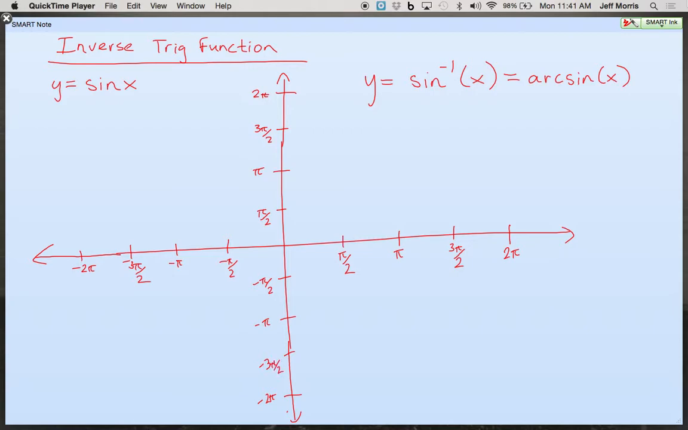I'm going to use this today to kind of introduce what inverse trig functions are. But tomorrow, specifically, we're going to be working a lot with the calculator. And there are going to be some things you need to know about these values as decimals. So let's go ahead and write those down.